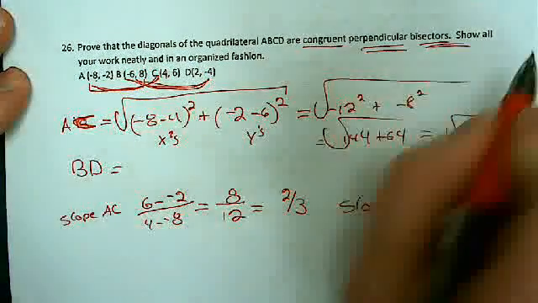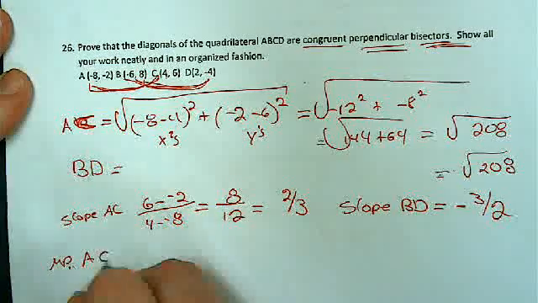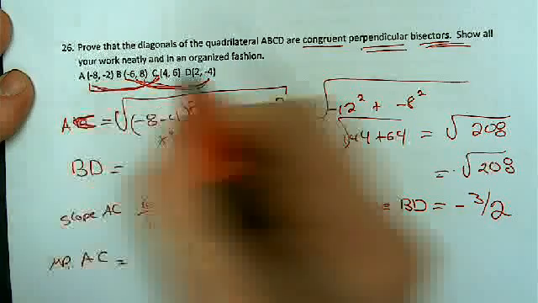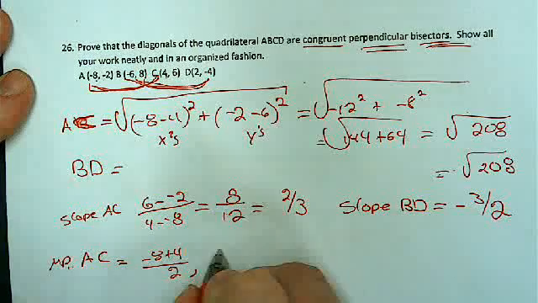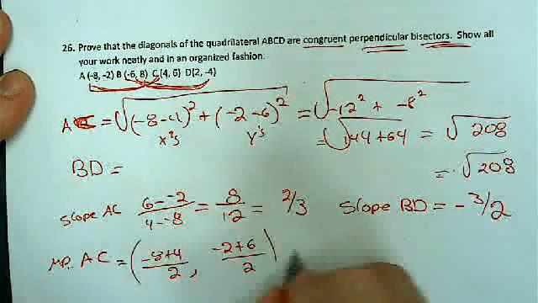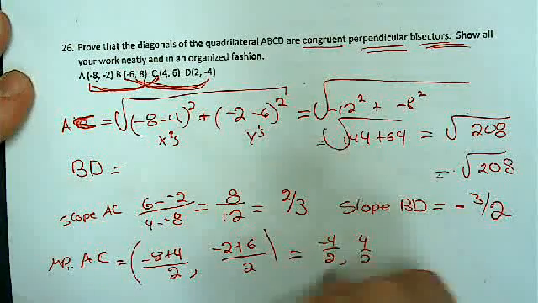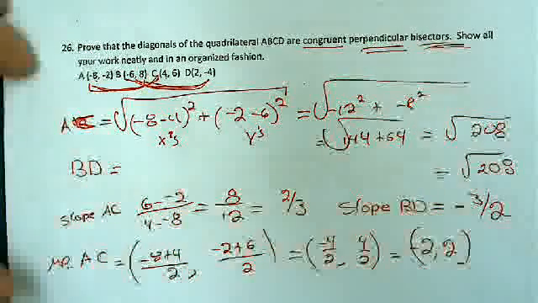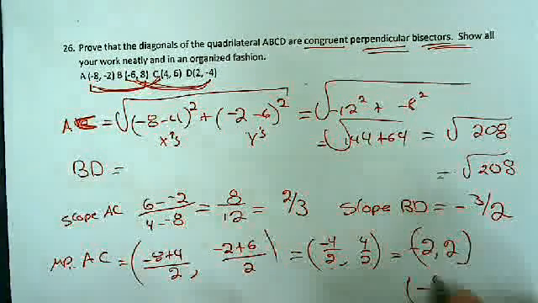Lastly, bisectors. That means they have the same midpoint. So I look at the midpoint of AC. I do -8 plus 4 divided by 2 and -2 plus 6 divided by 2. Simplify those and I end up at -4 over 2 and 4 over 2. So -2, 2. And that should be the same for each of the two of them. I should get the same midpoint for the other diagonal.